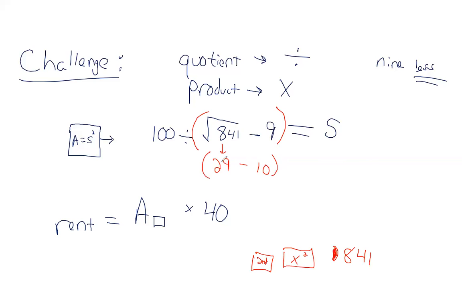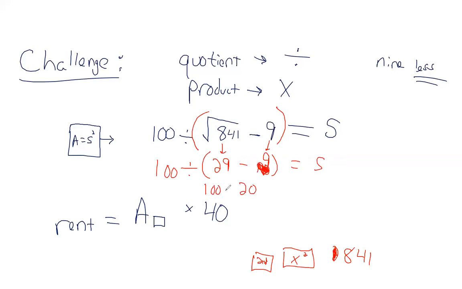So that's going to be 29 minus 9. Bring down the 9. Okay, divided into 100. So the quotient of 100 and 9 less than the square root of 841. Take the square root of 841, we get 29. Drop everything down, rewrite it, right? That's going to equal our side. 29 minus 9 is going to be 20. It's in parentheses, so I do it first. That's why it's important for it to be in parentheses.